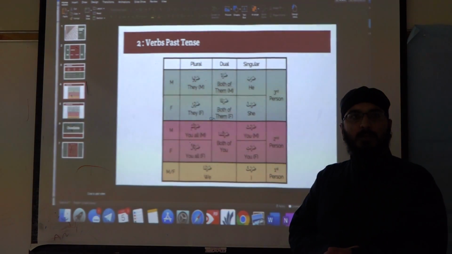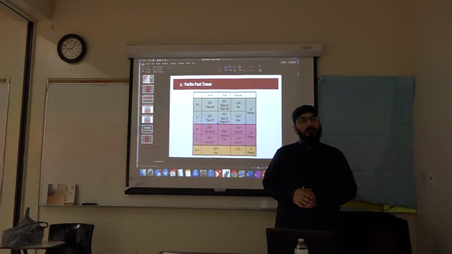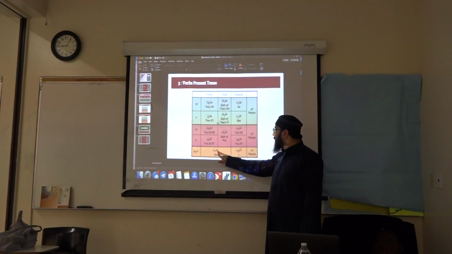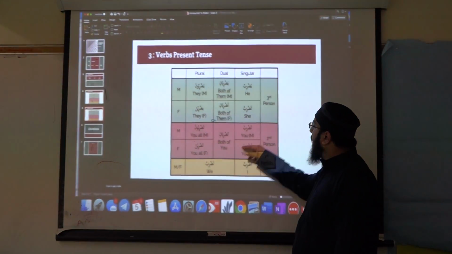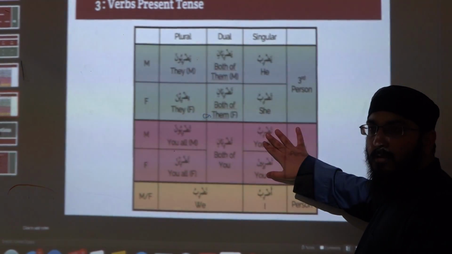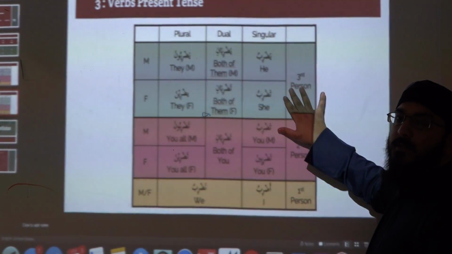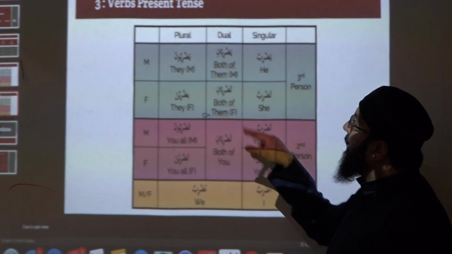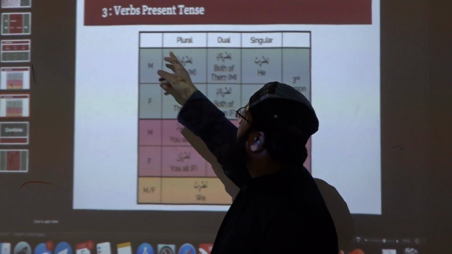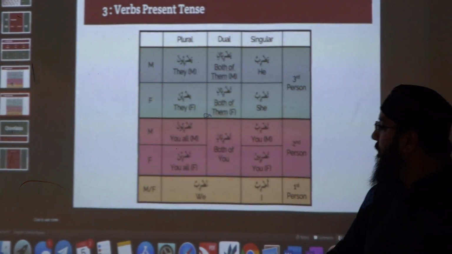For the present, the starting letter has to be ya or ta. It's either ya, ta, alif, or noon. Alif or noon means I and we, and the rest of them have ya or ta at the beginning. Is that true for all the verbs? Yes, this is true for all present tense verbs. The ya and ta indicate present tense, and the alif and noon as well.